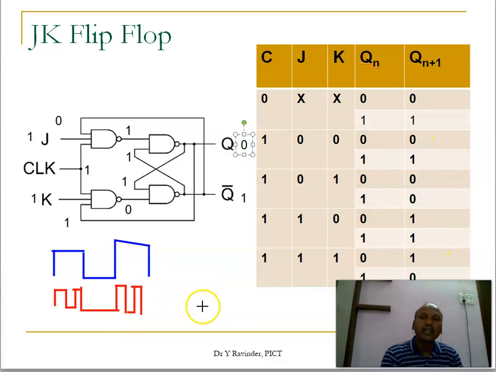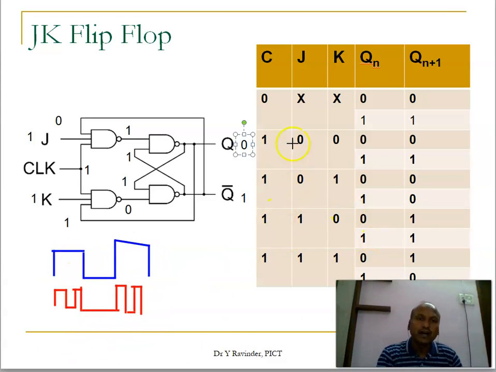So this can be avoided using a master slave JK flip-flop. That is not part of our discussion, but I will release another video on the master slave flip-flop also, to clearly understand how to avoid this race condition.